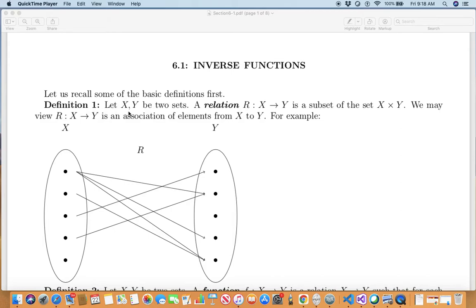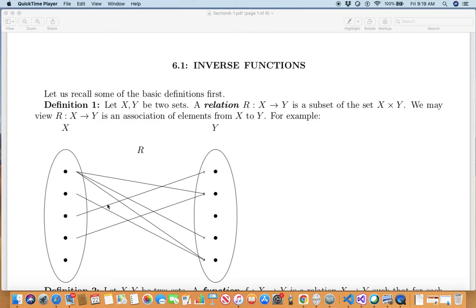First definition: let X and Y be two sets. A relation R from X to Y is a subset of the set X cross Y. That's it. A relation is a subset of X cross Y, X first, Y next. We may view this relation as simply an association of elements from X to Y.